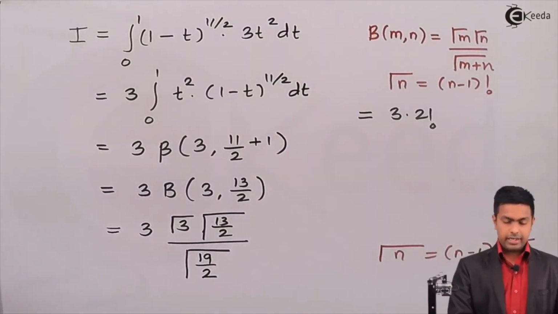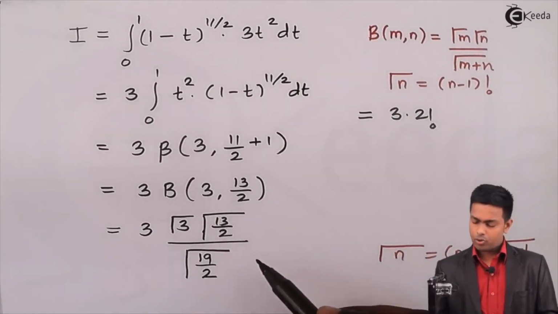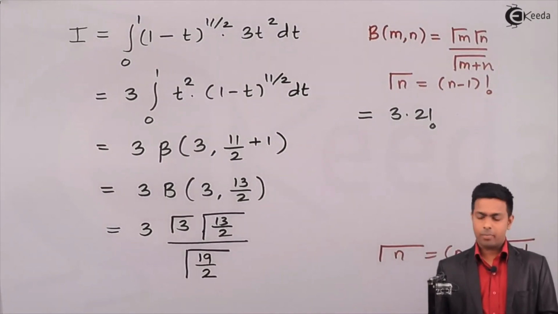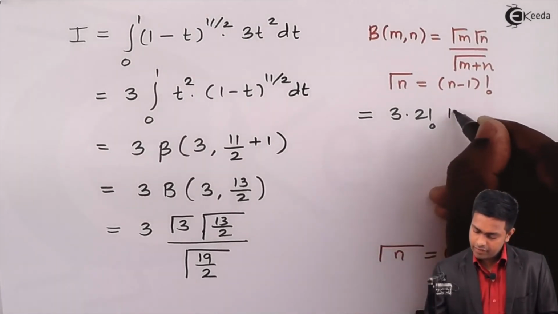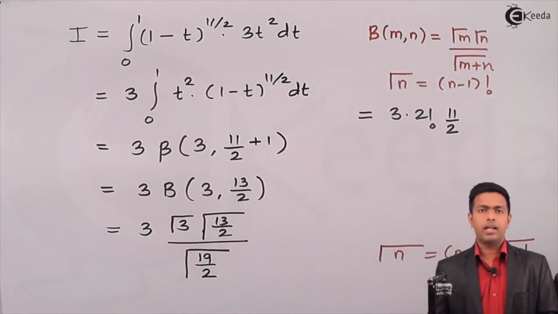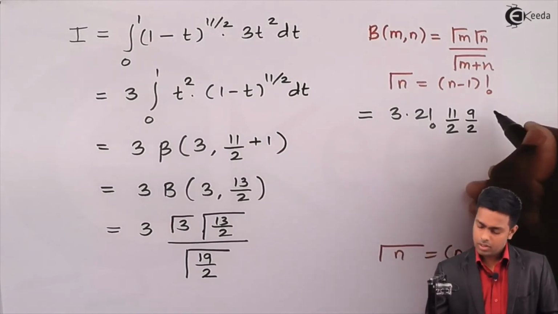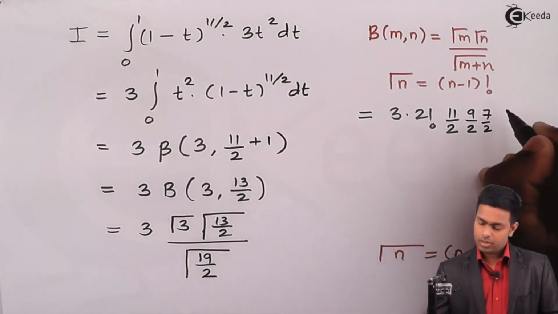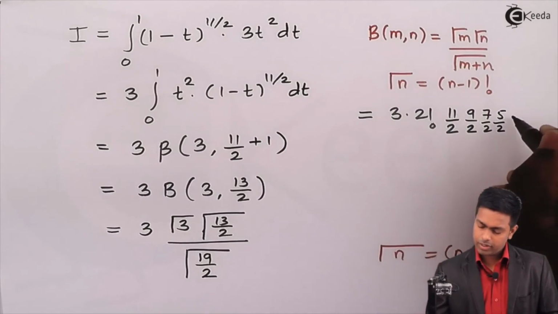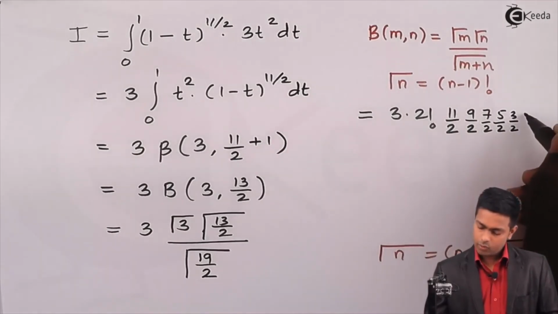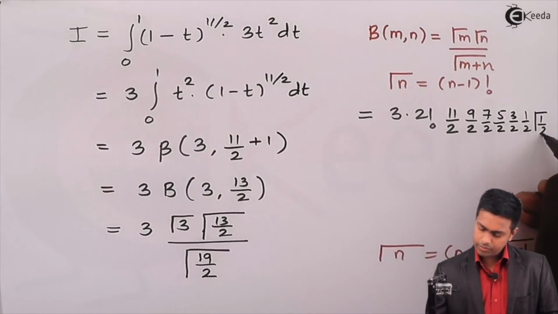Now guys, here we have 13 upon 2 as my n. So by doing this on the right hand side, we will get 13 by 2 minus 1, that is 11 by 2 into gamma 11 by 2. Now for gamma 11 by 2 we will again apply this formula, so that will become 9 by 2 gamma 9 by 2, again 7 by 2 gamma 7 by 2, then 5 by 2 gamma 5 by 2, then 3 by 2 gamma 3 by 2, then 1 by 2 and gamma 1 by 2.